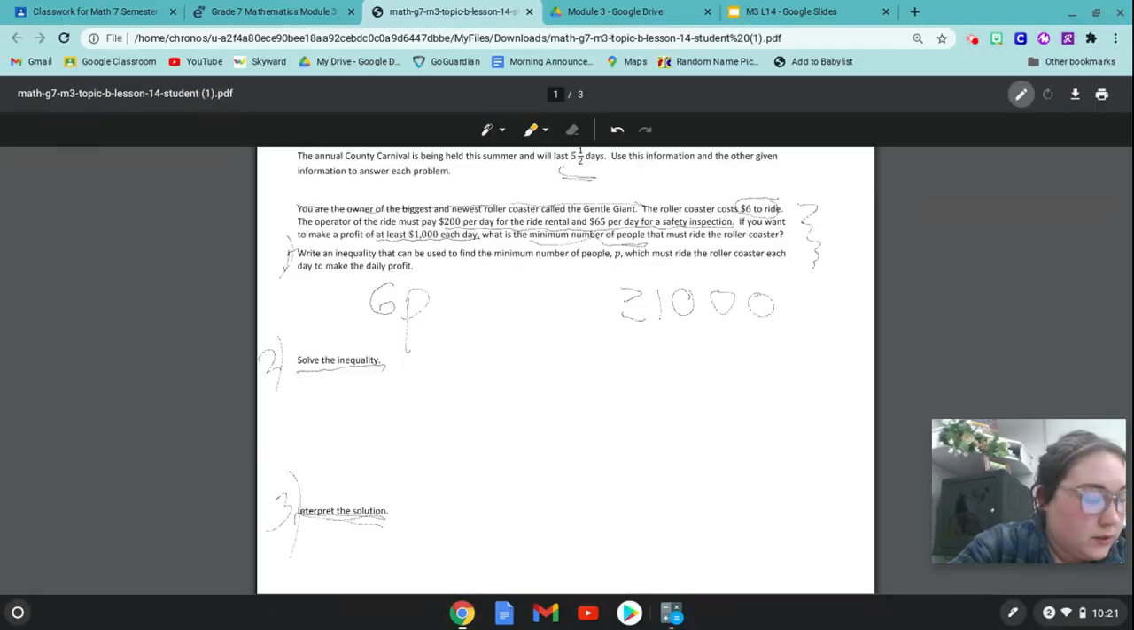Okay, well, that needs to get some numbers subtracted from it. So I also have to take into account the $200 per day for the ride rental and the $65 per day for the safety inspection. So even if they make that profit, if I had 6p is greater than or equal to 1,000, they really wouldn't make $1,000 because they also have to pay the 200 and the 65.